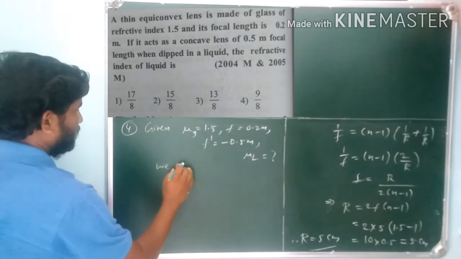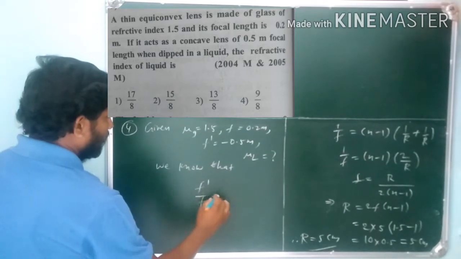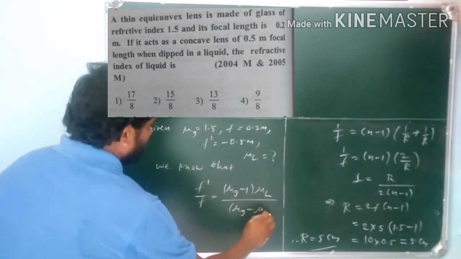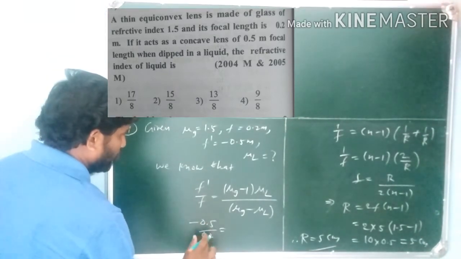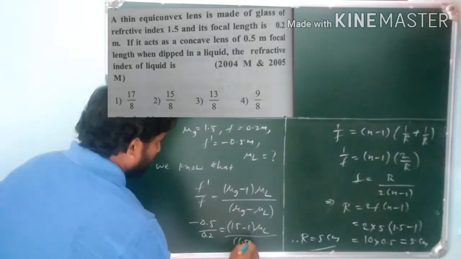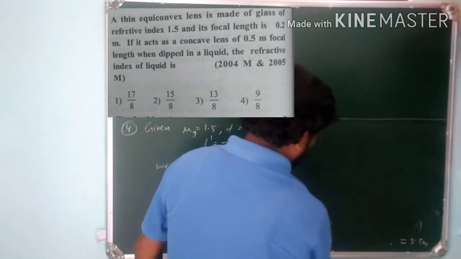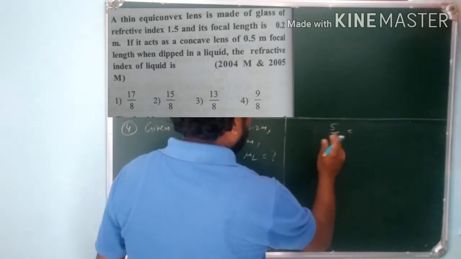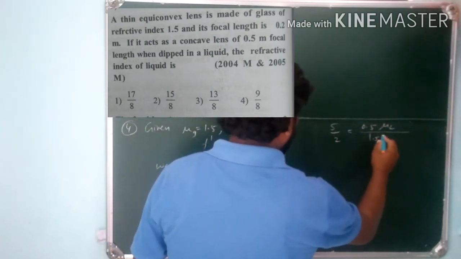The refractive index of liquid means we are going to find out the refractive index of liquid, that is mu L, and we know that f dash by f equal to mu g minus 1 into mu L by mu g minus mu L. This is the formula. F dash is given, minus 0.5 by 0.2, which is equal to mu g 1.5 minus 1 into mu L by 1.5 minus mu L. Here we are getting 5 by 2. 5 by 2 equal to 1.5 minus 1, 0.5 into mu L by 1.5 minus mu L.